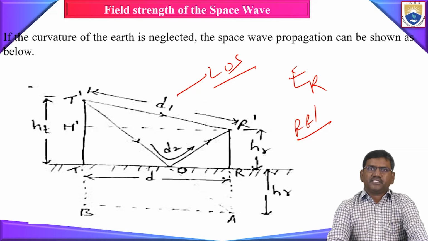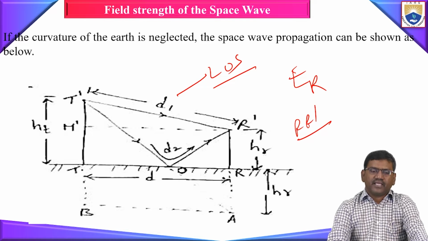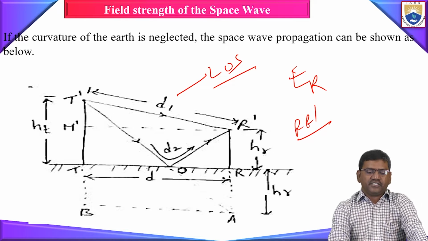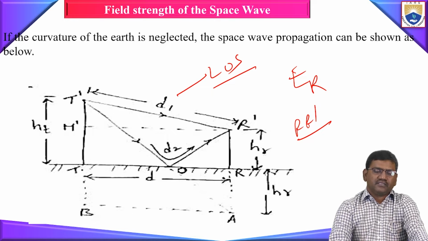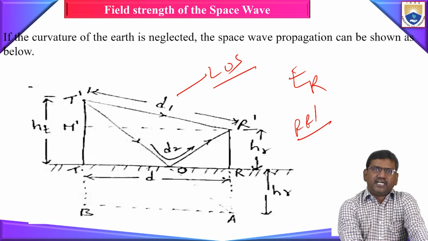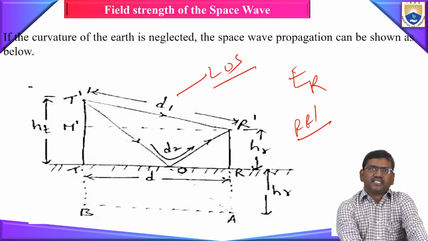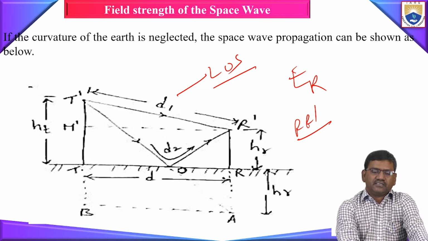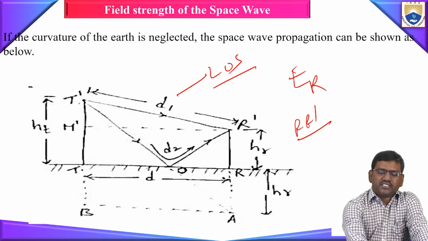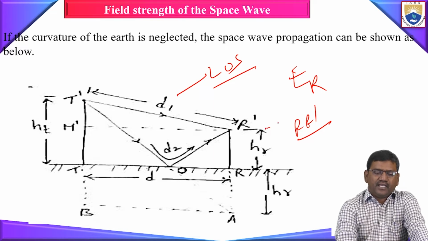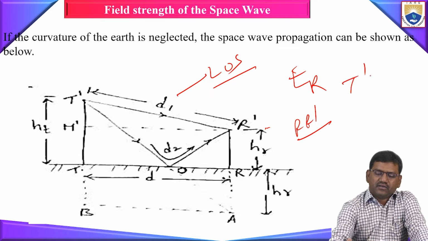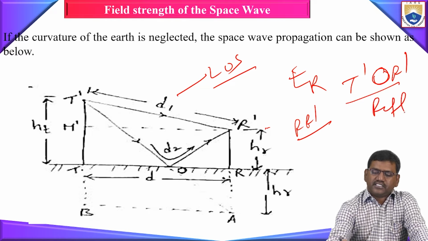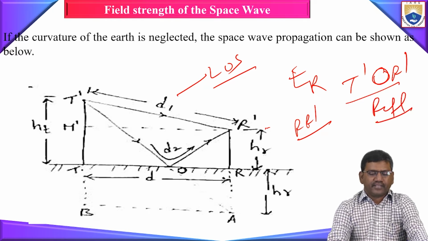Here D1 represents the direct path from T dash to R dash. And D2 represents the indirect path, which is also known as the ground reflected path. So the transmitting antenna is generating two types of signals, one direct and the other indirect. The direct signal goes from T dash to R dash, and the indirect signal follows the path T dash O R dash. This is the reflected signal, or the indirect path.